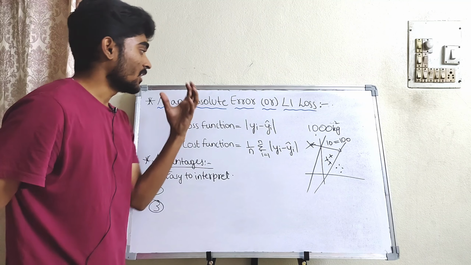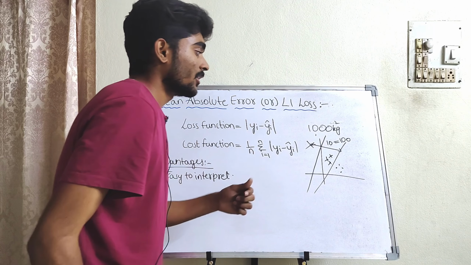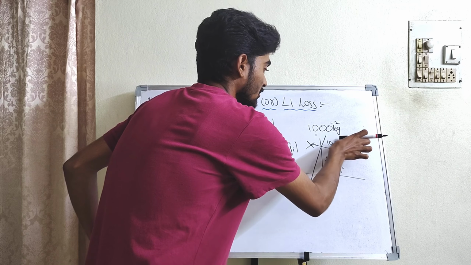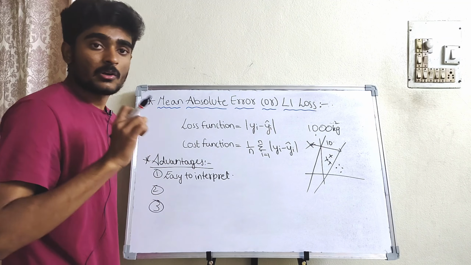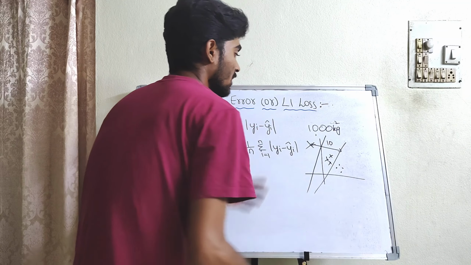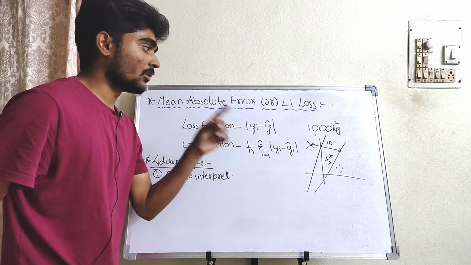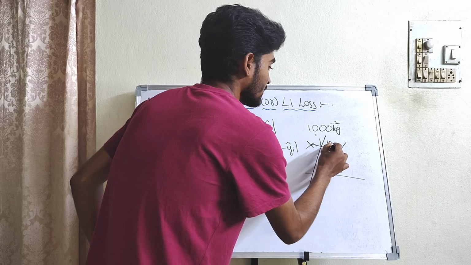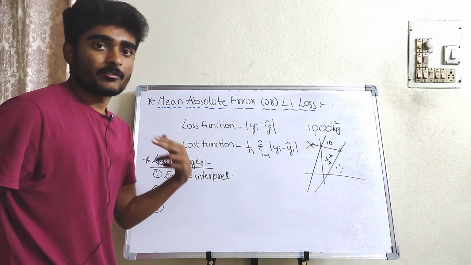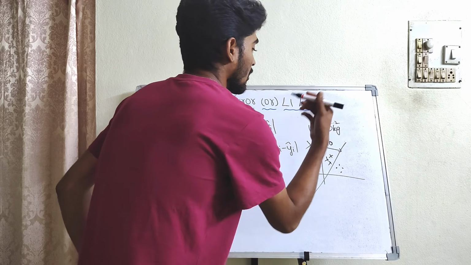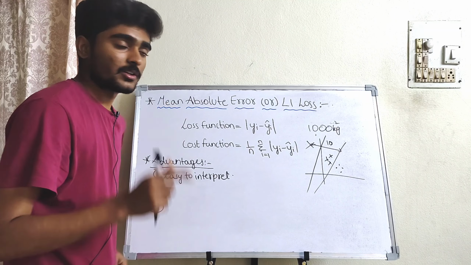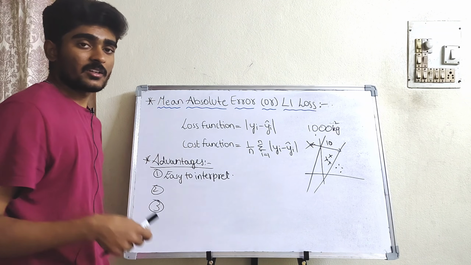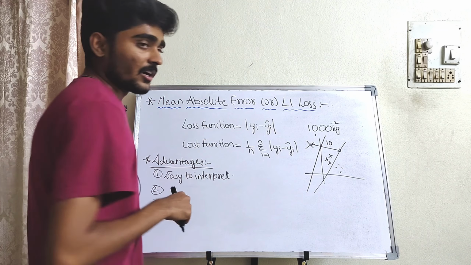But in MAE loss we don't have that problem, because we are not squaring the loss. How much the loss function has calculated, let's say it has calculated 10, as it is it will be 10. We need not apply any squaring or cubing operation. How much is calculated, that much is left, and the model will try to penalize the loss as much as possible. This is the third advantage of MAE loss.